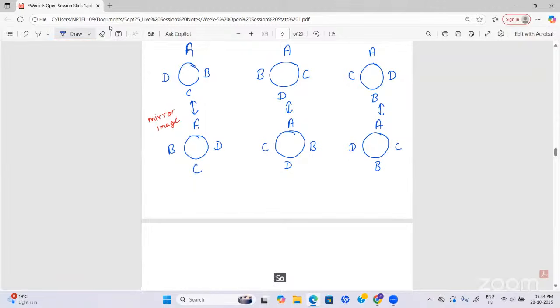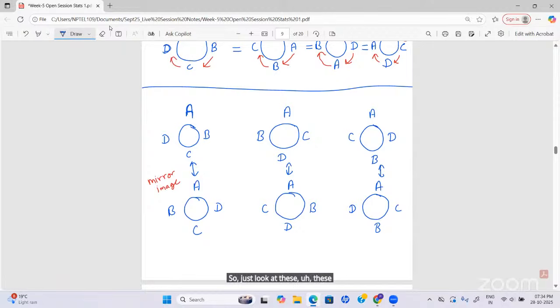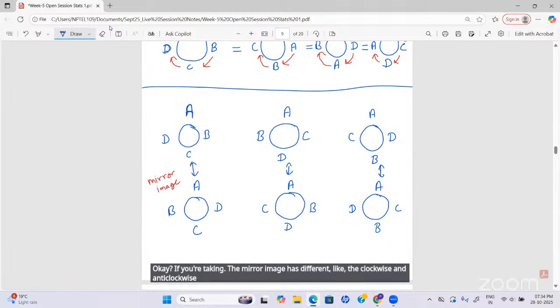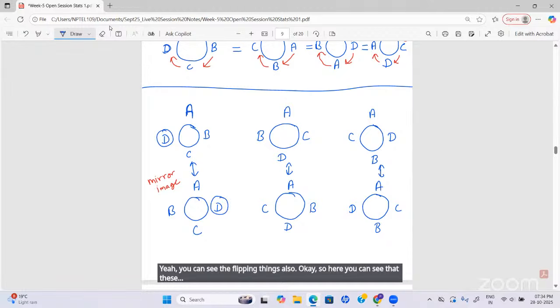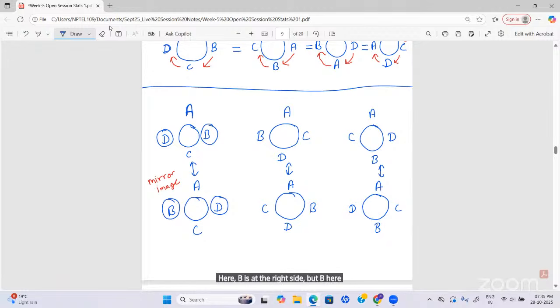Just look at these figures and see all these are distinct, if you are taking the mirror image as different, like clockwise and anti-clockwise are different. In a mirror, what happens? Left becomes right and right becomes left. If you see a mirror image of something, you can see the flipping. Here D is on this side and here D is at the right side. Here B is at the right side, but B in this figure is at the left side.